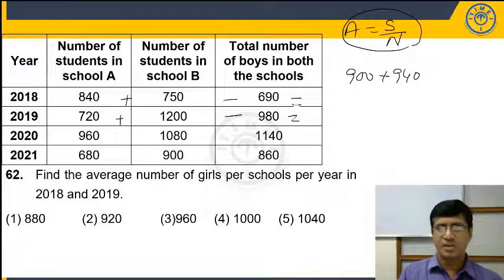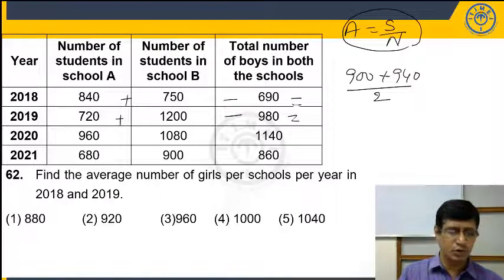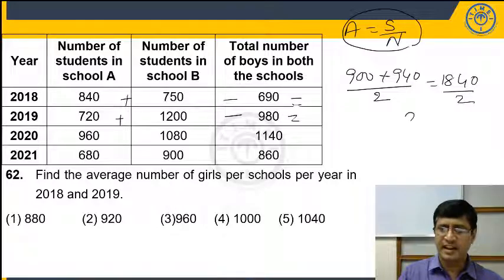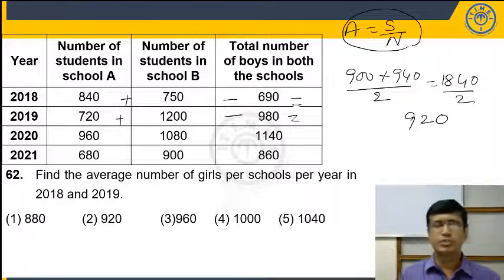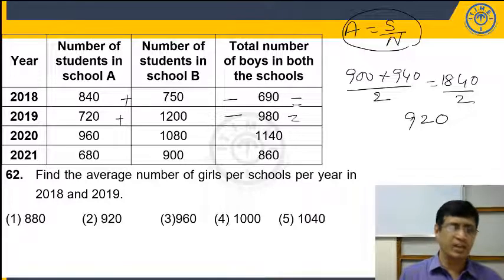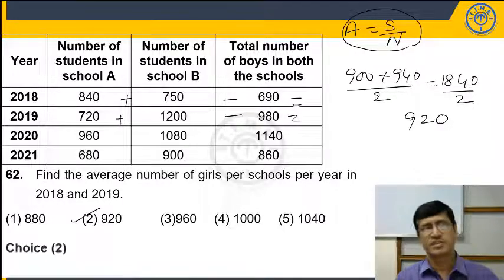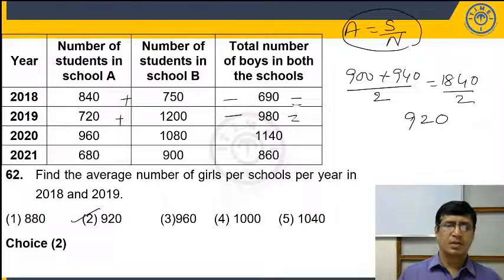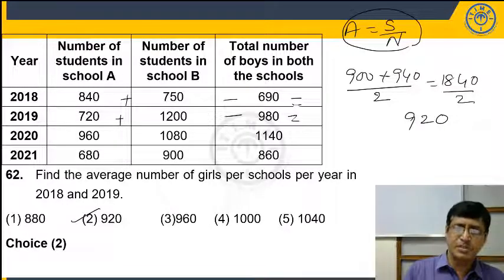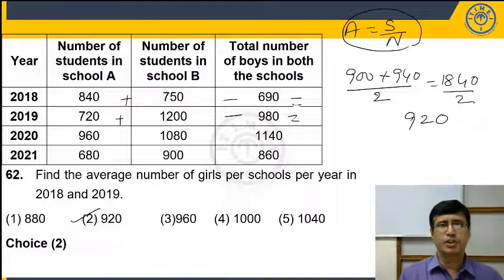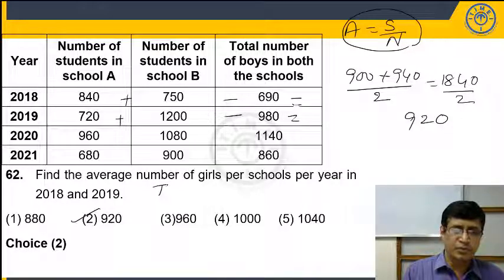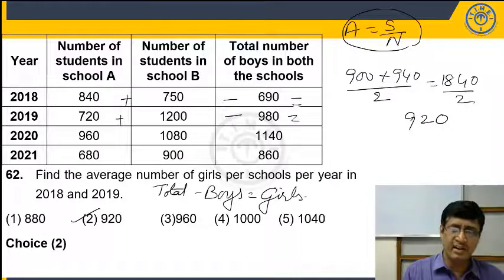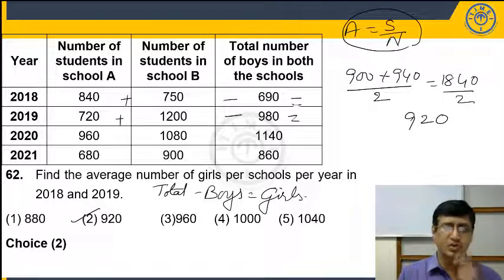So sum of the observations divided by number of observations means dividing by 2. What is the result? 1840 by 2. The result is 920. So dividing by 2 gives you 920. It is the second choice. What is being asked here? Girls. Girls means total students minus the total boys. So the girls are 900 in 2018 and 940 in 2019.